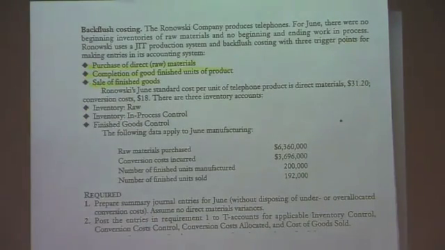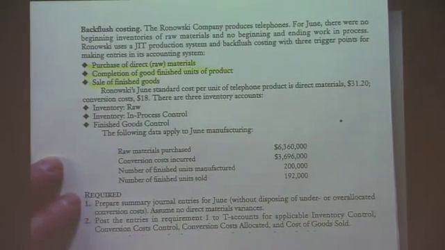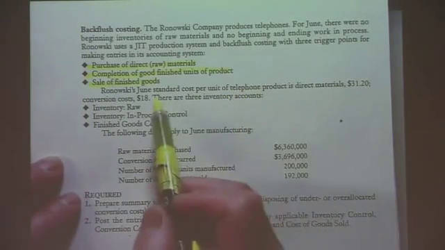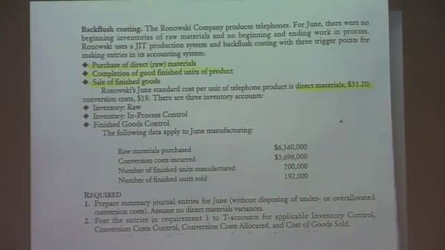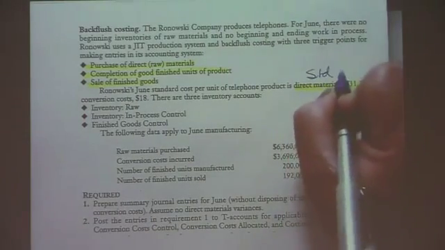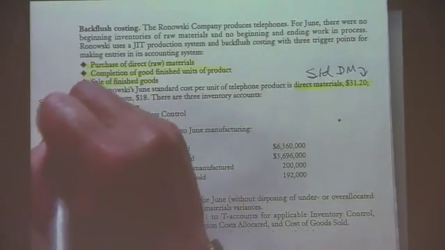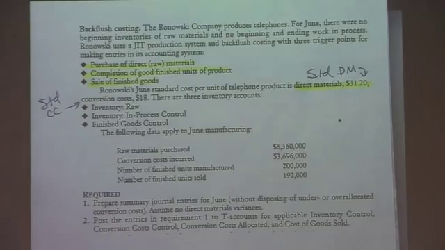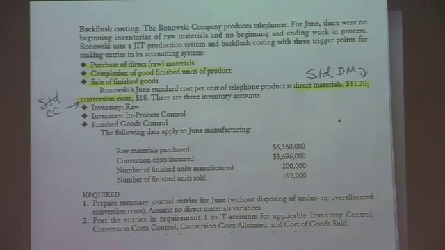Now, in June, to do backflush costing, you need standard cost. So that's the other thing. The standard cost for June, direct material, is $3.20. So this is standard direct material. And standard conversion cost is $18. And you can see why backflush costing is not allowed under IFRS or ASPE, because it does utilize standard costing.